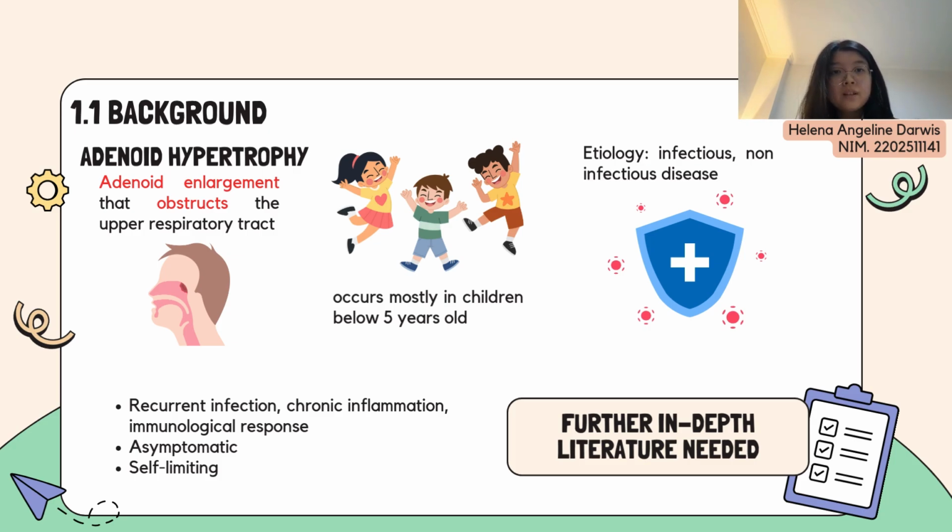The symptoms are usually not found, but if it gets worse, then sleep apnea, dyspnea, and others could be found. Since it is also asymptomatic, usually it is not much detected, and it will get better as the child gets older. The treatment itself is self-limiting, but if complications are found, then adenoidectomy can be done by surgeons.